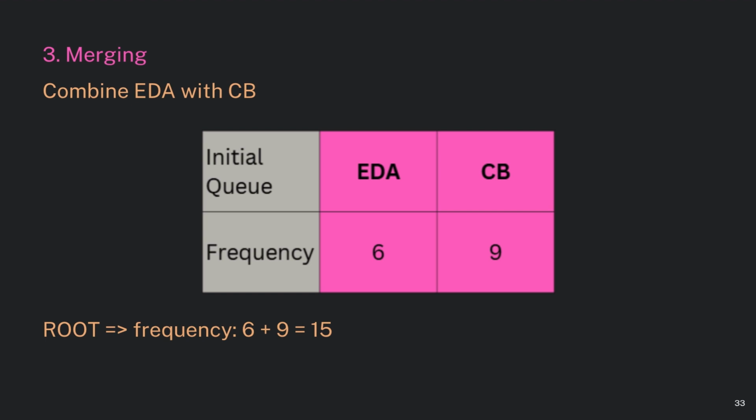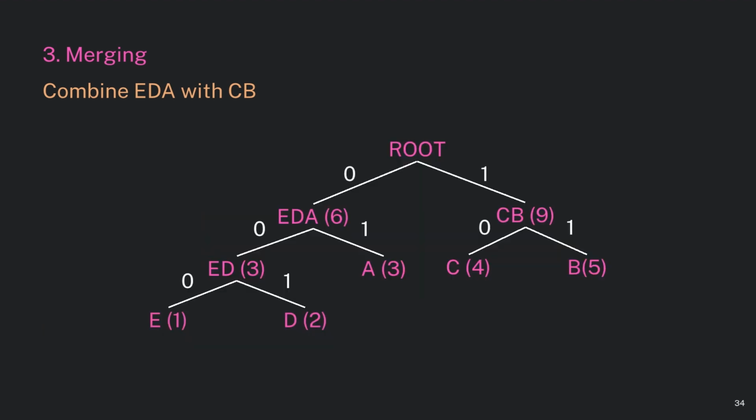I combine them, add up their frequencies, and assign it to the new parent node. And we can see that these two nodes are the last nodes in my queue. So this new parent node will be the root node of my tree. That means that our tree is completed.